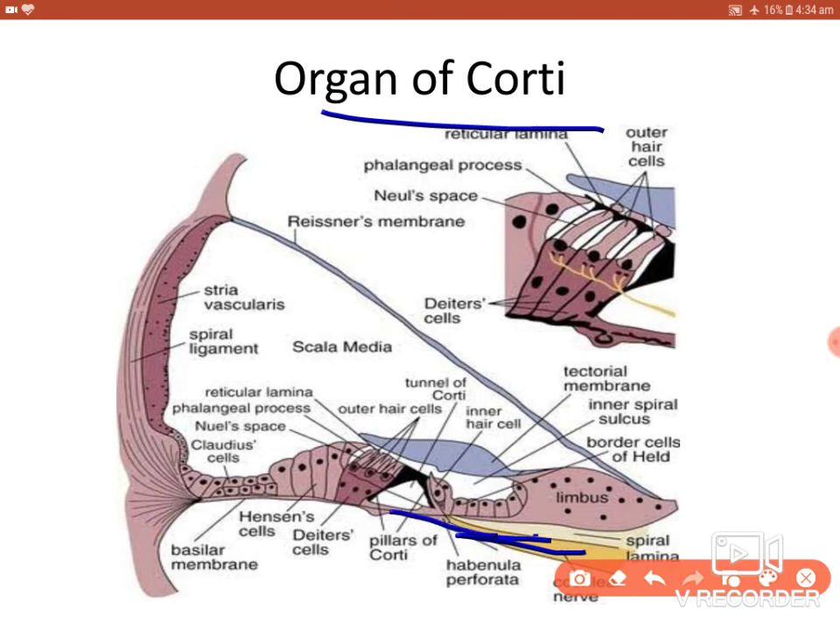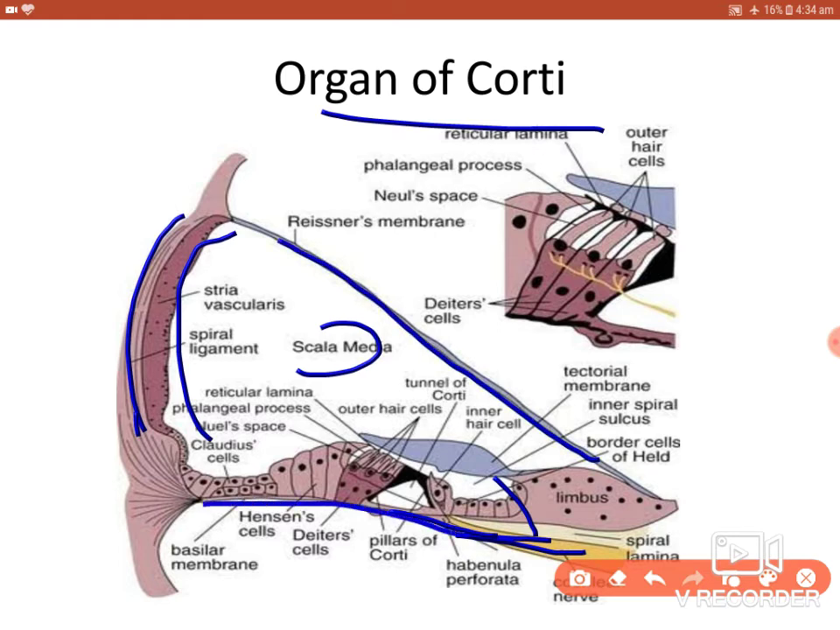It has two lips. So this is the Scala Media, this compartment. This is the upper lateral wall. Here this is the Reissner's membrane, or the vestibular membrane. Here we'll get the basilar membrane, where you can see the inner hair cells, the outer hair cells, and these supporting cells. In the upper lateral wall you can see numerous squamous cells which secrete the endolymph. So Scala Media contains endolymph.